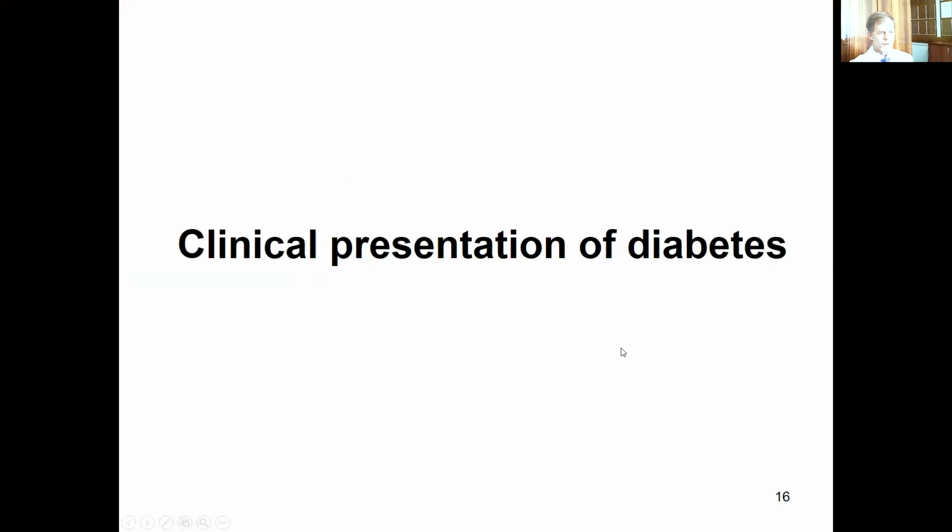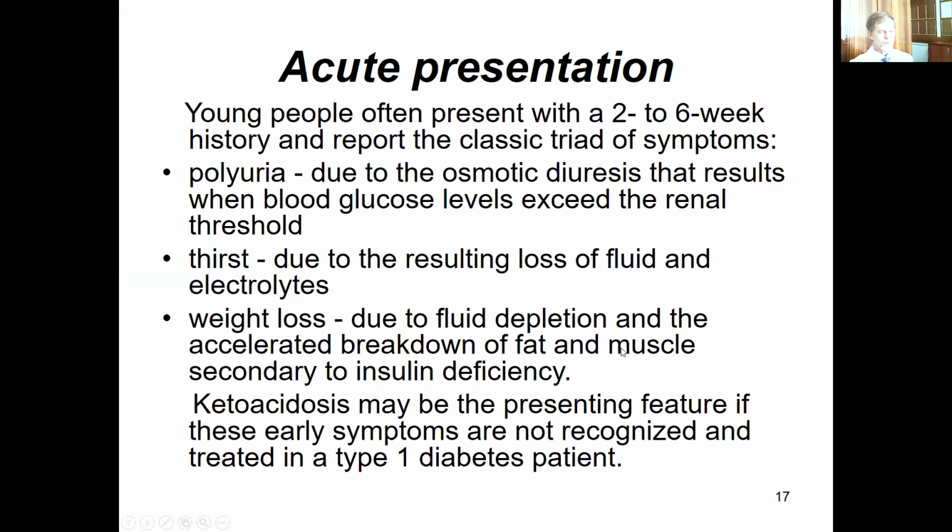So, we discussed already that we have two types of diabetes, type 1 and type 2, and clinical presentation depends on the type of diabetes. Of course, we have some signs which are common for all types of diabetes, but nevertheless, presentation depends on type of diabetes. So first type of diabetes is usually presented acutely. So we have acute presentation of the disease.